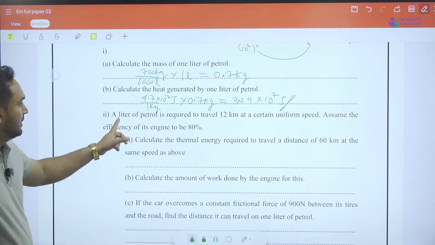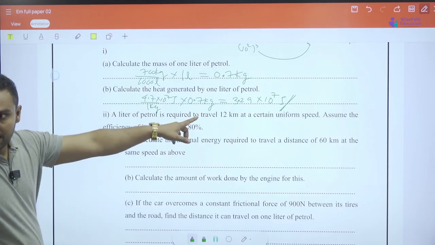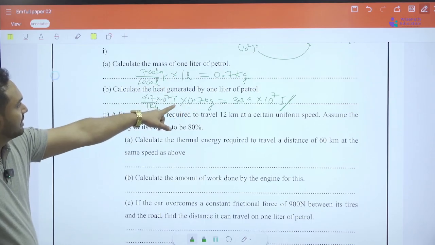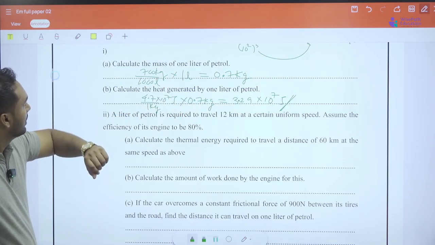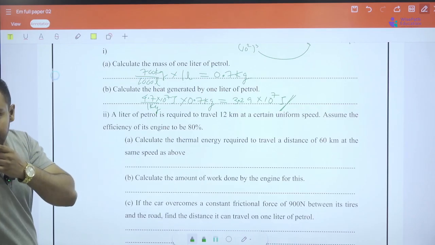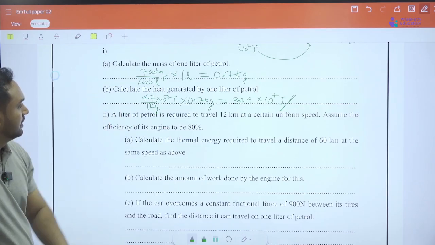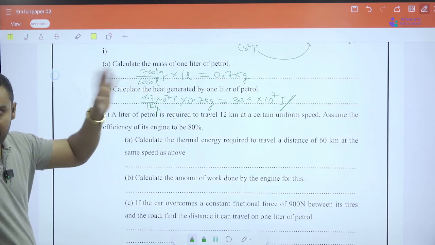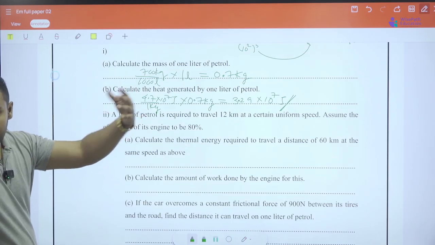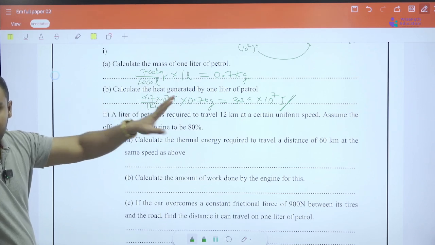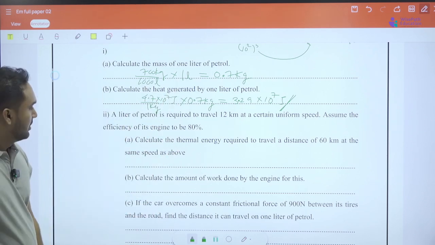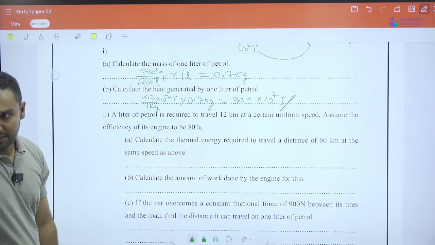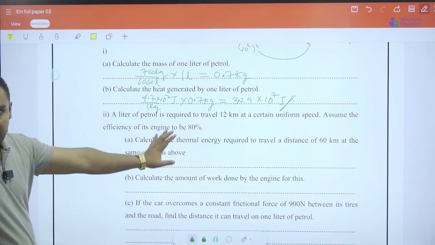Now they say 12 kilometers per liter, so for 60 kilometers, 5 liters are used. One liter gives this much energy, with 80% efficiency, that means 100%. Petrol gives 100% of energy. Out of that energy 20% is heat, 80% is effective use for the transportation. So they are asking for the heat produced when traveling 60 kilometers, that's all. So you have to use 5 liters, that is the first thing.